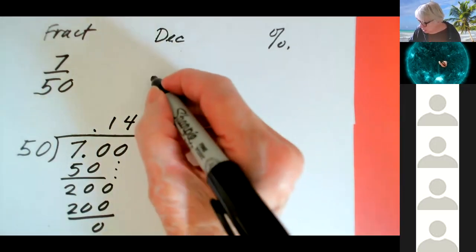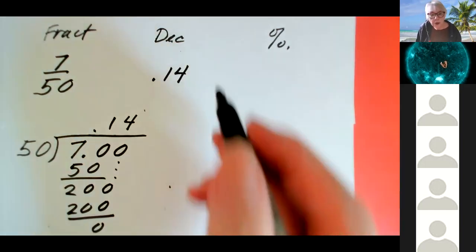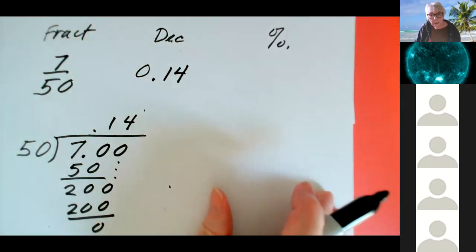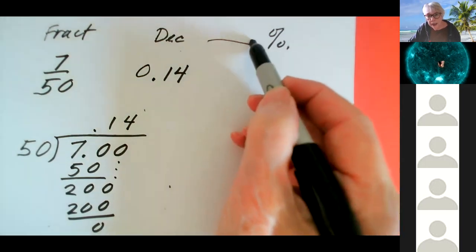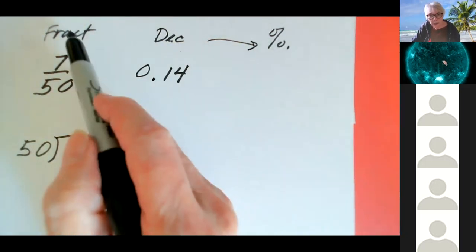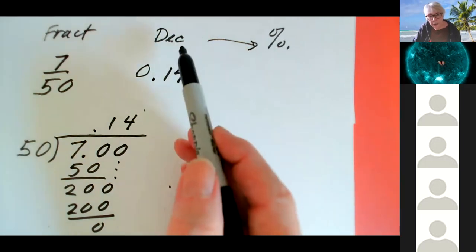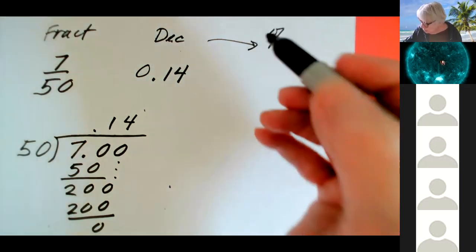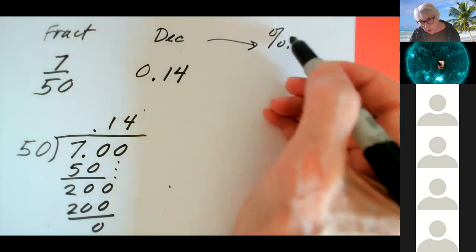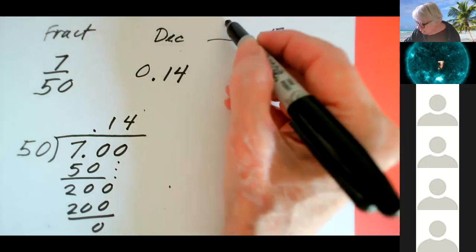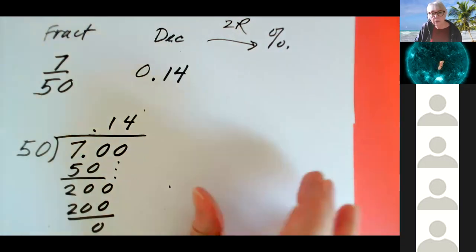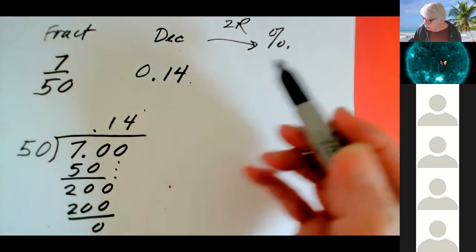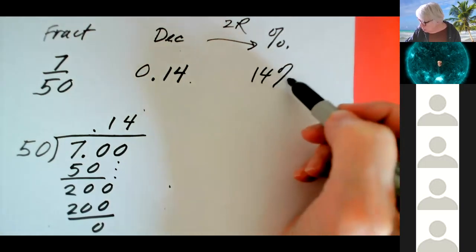So this is 0.14. I can throw that in just to show you I can do it. Then the original job was to get from here to there. I did it through the decimal. Remember, the decimal has to go to the right because we're going to the right, and this is 2 to the right, 1, 2, 14%.